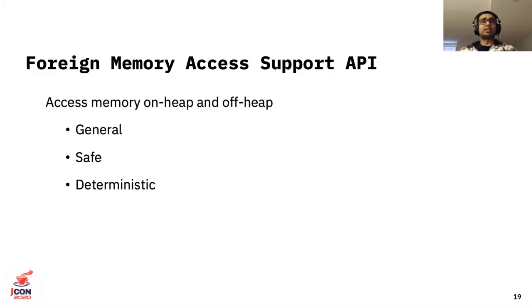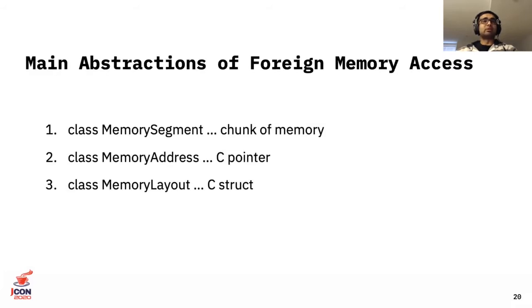And the 3rd property is being deterministic, which simply means that the API won't depend on the garbage collector for allocations and deallocations. This is in contrast to the ByteBuffer, which relies upon the garbage collector for cleaning up memory. So let's look at the 3 main abstractions which are introduced in this API. The first abstraction is MemorySegment, which is similar to a chunk of memory that is returned by malloc in C.